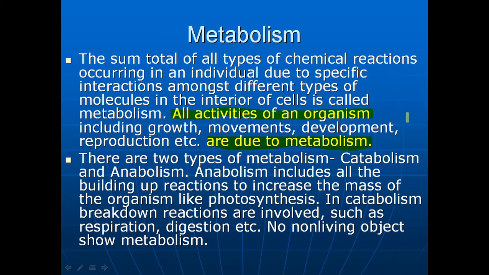There are two types of metabolism. First is catabolism and second is anabolism. Catabolism involves the breakdown reactions like respiration and digestion, and anabolism includes all the building up reactions which increase the mass of the organism. An example is photosynthesis. No non-living object shows metabolism.